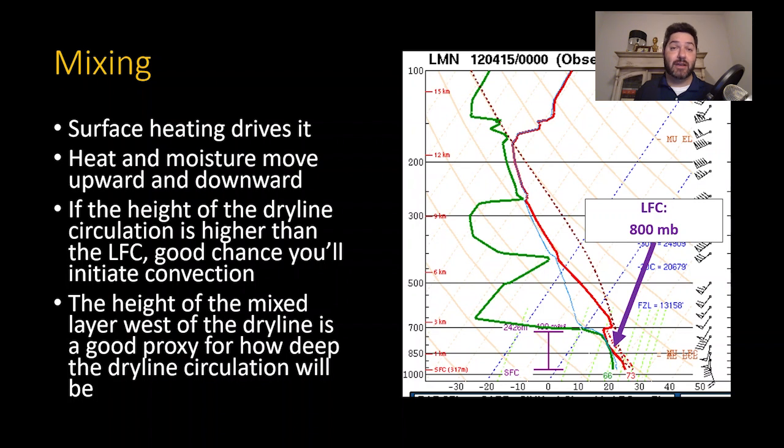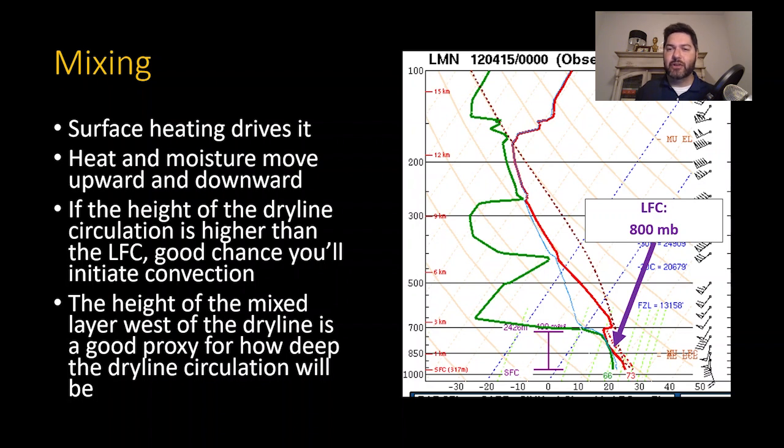And obviously, the higher that is, the greater the chances of convection. So here's a good example from 2012 from an outbreak of tornadoes. This is a Lamont sounding. Lamont, Oklahoma, if you know about that, is in northern Oklahoma. And you can see that the LFC in this case is about 800 millibars.